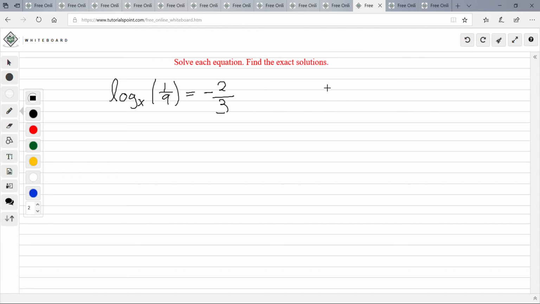So let me write that rule down: y equals log base a of x if and only if a to the y equals x. So let's look at this equation. Does it look familiar? Does it look like this or does it look like this? I would say it looks like this.